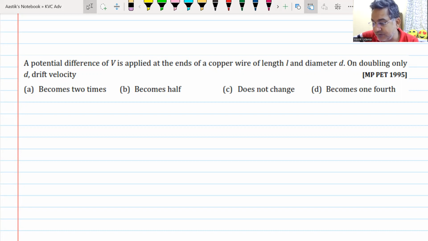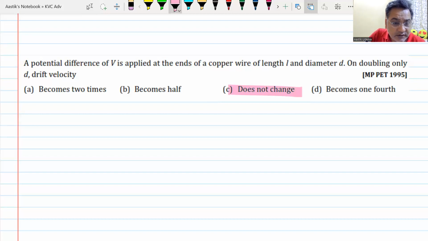So the drift speed will remain constant. It does not depend on the area. Vd is eE by m into tau. Do we remember this? So it does not depend on your diameter, and therefore the value remains the same. It does not change. Do we understand this?